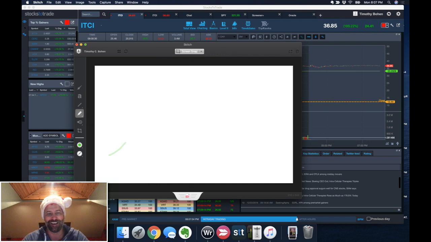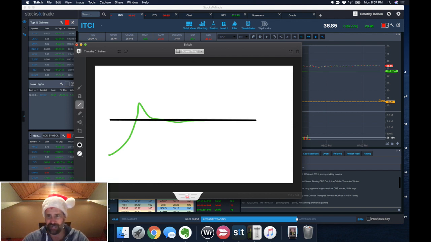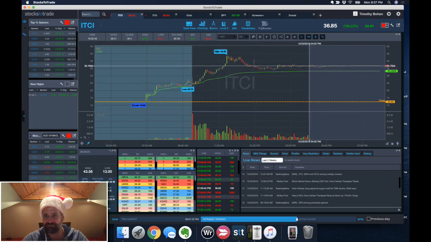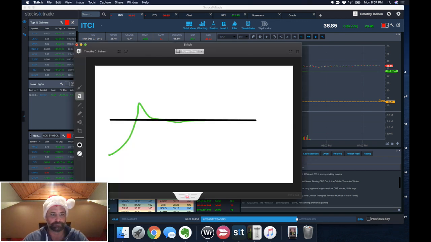I'm trying. So anyway, ITCI, big spike, pullback, and then closes kind of flat. So that's our red to green line, the previous day's close, which closed at, let's call it 37. Let's just round it to 37. So what we're looking for tomorrow is a red open, and then a reclaim of green for a potential day two runner.